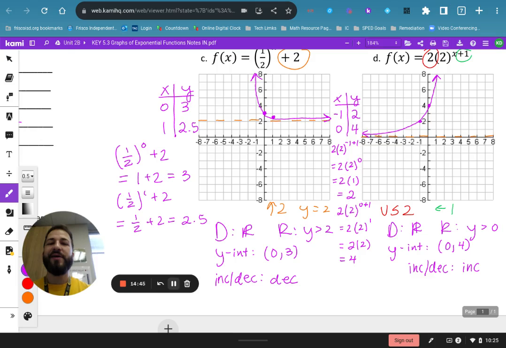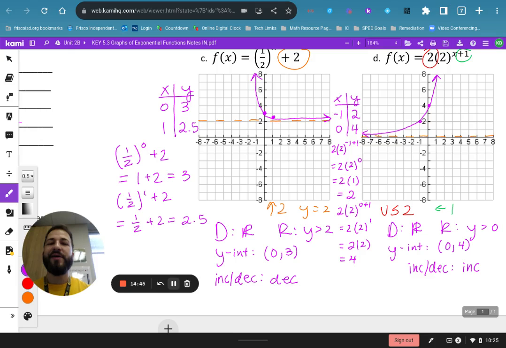And we see that play out in this function because when we take it to the 0 power, (1/2)^0 is 1. 1 plus 2 is 3. So that gives us our y-intercept of 3. But then when we take it to the first, (1/2)^1 is 1/2. 1/2 plus 2 is 2.5. So we're now actually getting smaller.